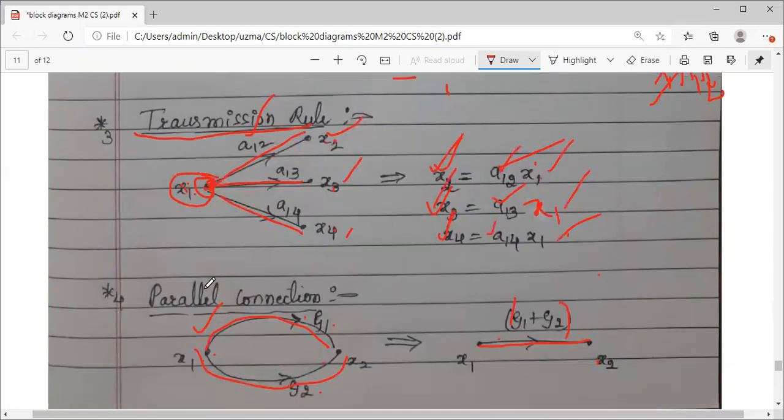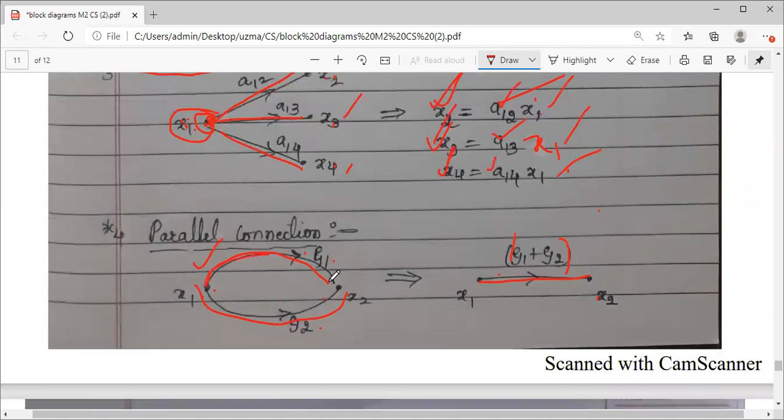Then parallel connection, similar to block diagrams. If you have two branches connected in parallel, you can replace this equivalently by a single branch from X1 to X2, instead of two different branches. The overall value of the gain for a parallel connection is to add them.